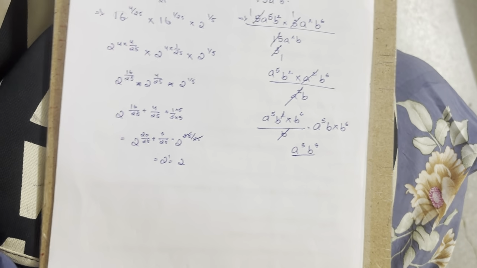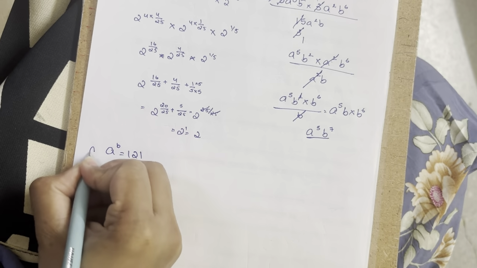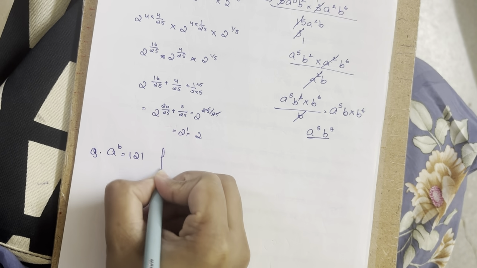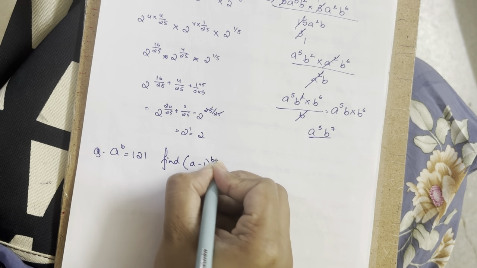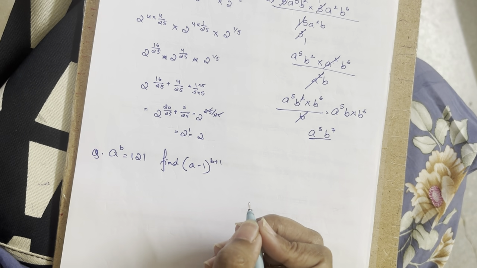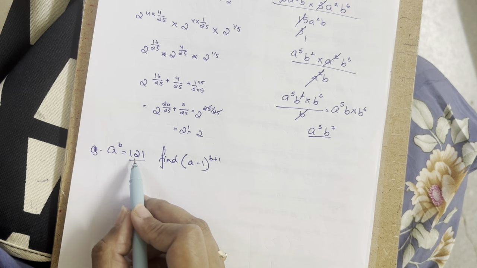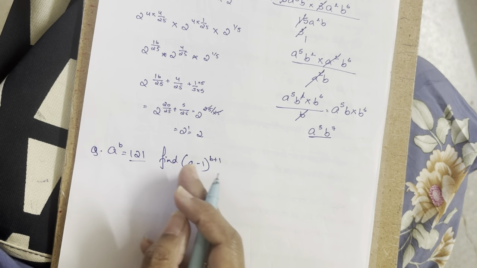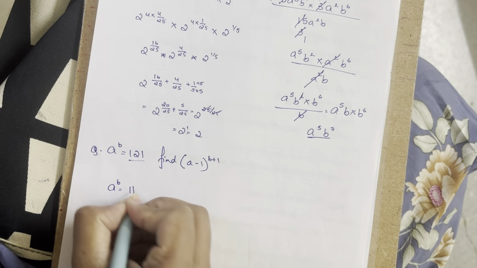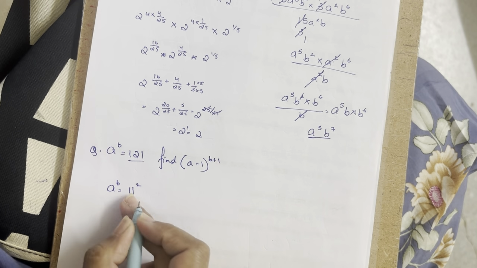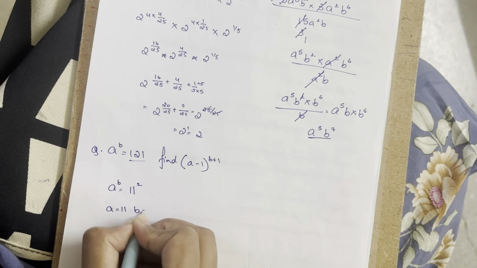Then the last question that we have is a to the power b is equal to 121, and find a to the power minus 1 plus b plus 1. First of all, we'll try to reduce this down. How can we write 121? We know 11 times 11 is 121. So a to the power b is equal to 11 to the power 2. So automatically I get to know that a is 11 and b is equal to 2.